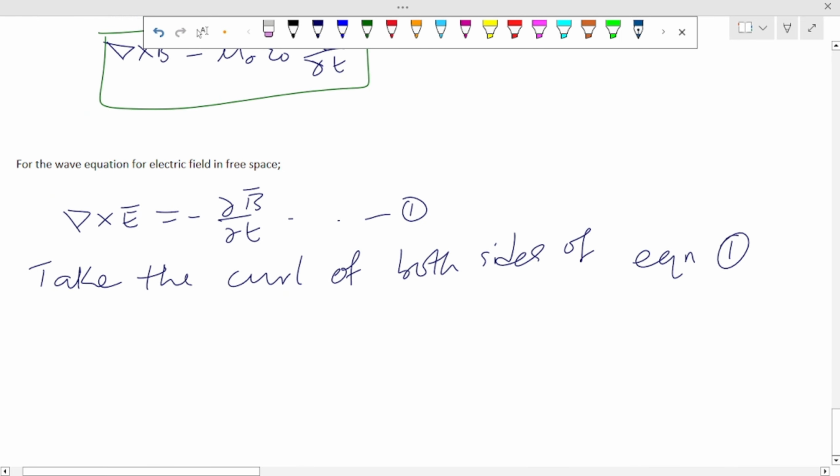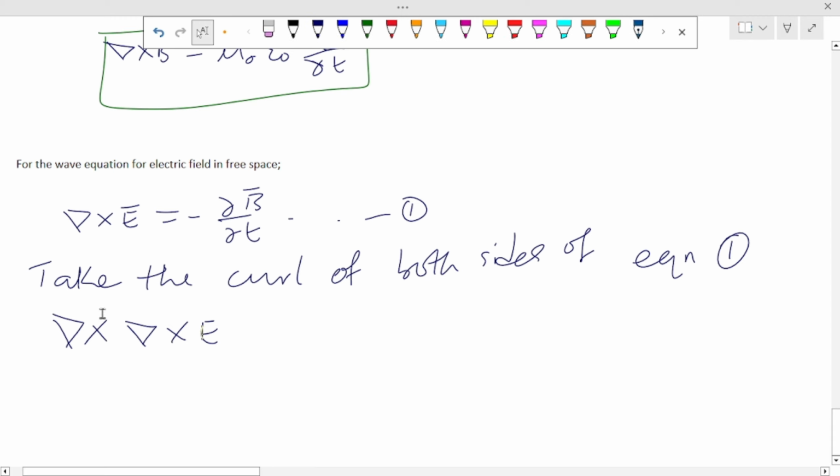I'll tell you why we take the curl. It's just a simple idea. You can give me your own idea in the comment section. Please do. Thank you. So why are we taking the curl of both sides of equation 1? Because if we do that, this is curl now, we'll now have this. Are you seeing it now?